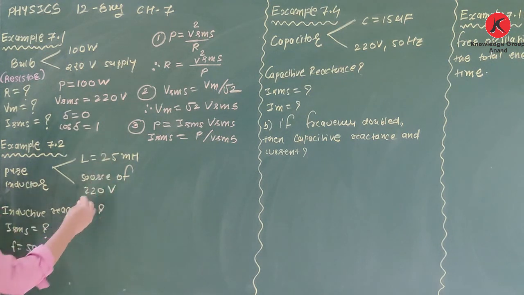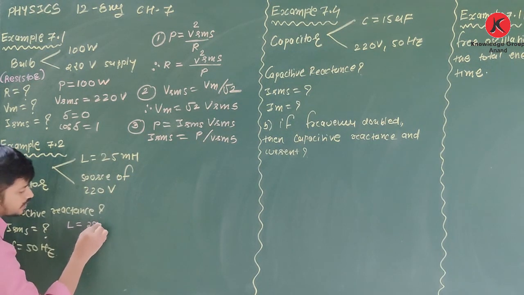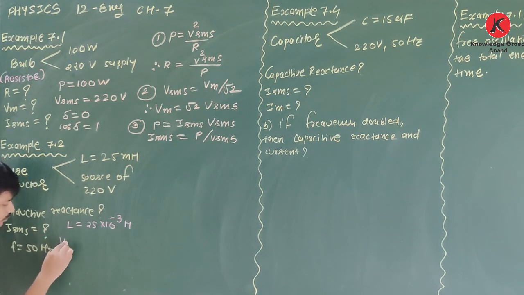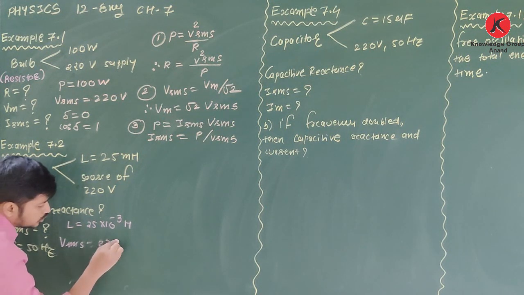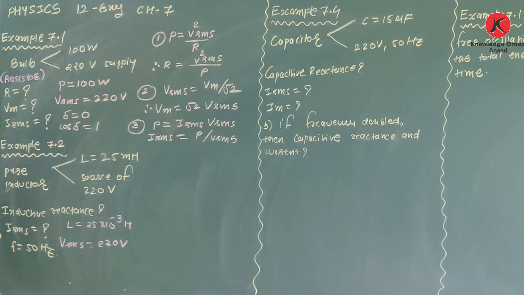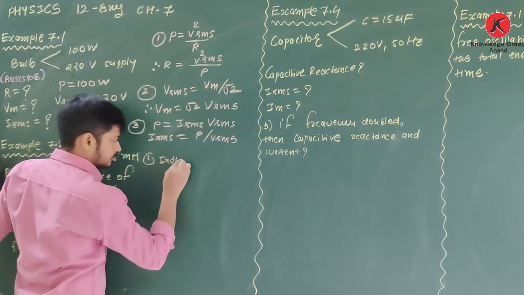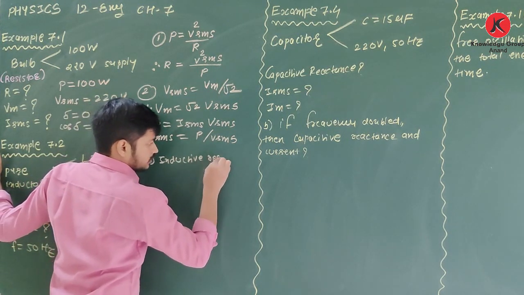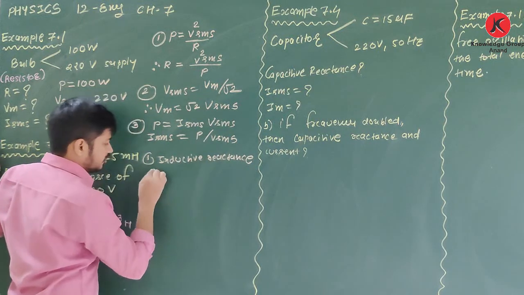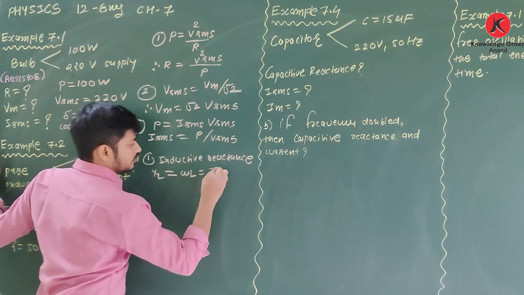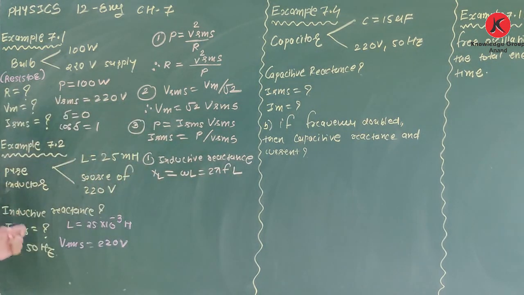First of all, L is equal to 25 into 10 raised to minus 3 Henry. Source of 220 volt means it is VRMS. VRMS is equal to 220 volt. First question: find the inductive reactance. We know that inductive reactance XL is equal to omega L, which is 2 pi F L, with pi as 3.14. Frequency you are given as 50, and L is also given. So the first question is easy.